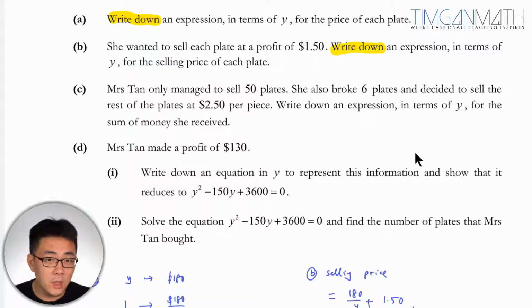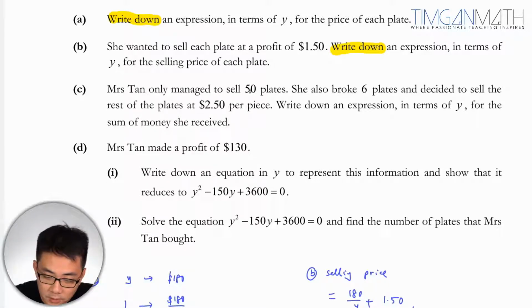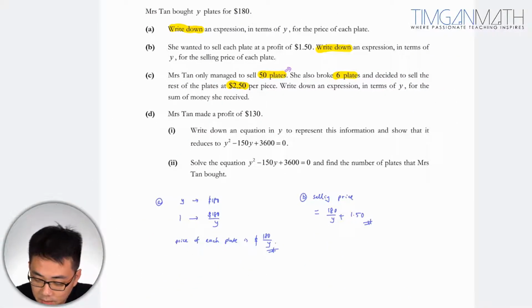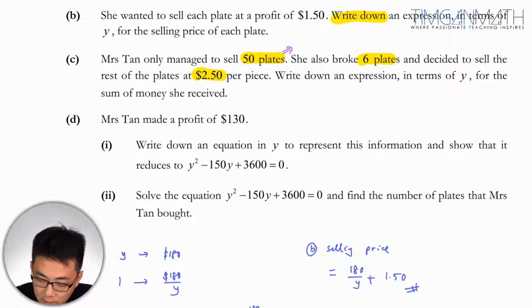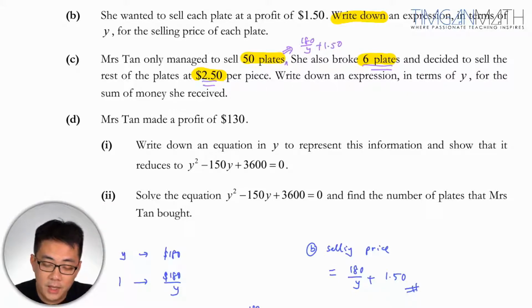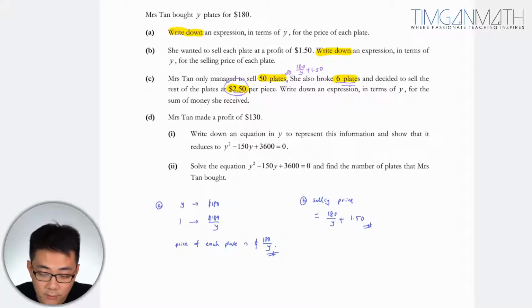So we are told that Mrs. Tan only managed to sell 50 plates, and she also broke 6 plates and decided to sell the rest of the plates at 250. I think the question here is a bit ambiguous, so we just assume that for this selling price, since she only managed to sell 50 plates, it refers to the price previously, which is 180 over Y plus 150. The rest of the plates would be sold at 250. Write down the expression in terms of Y for the sum of the money she will receive.